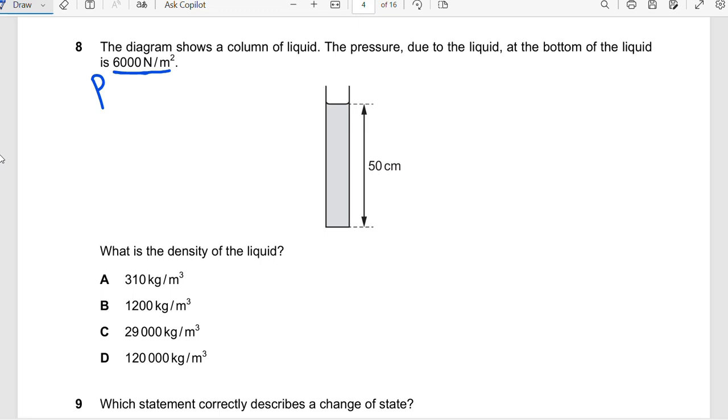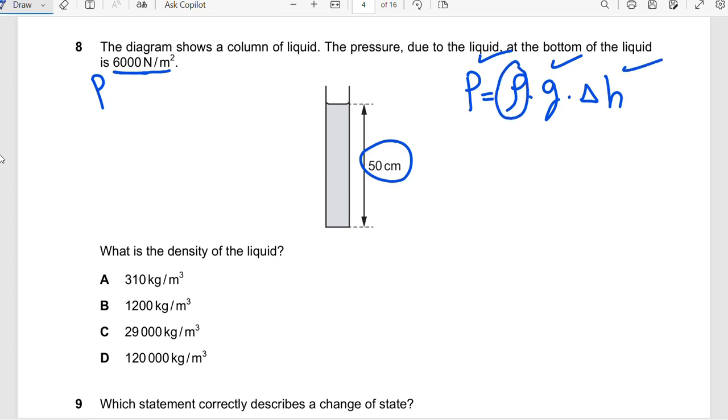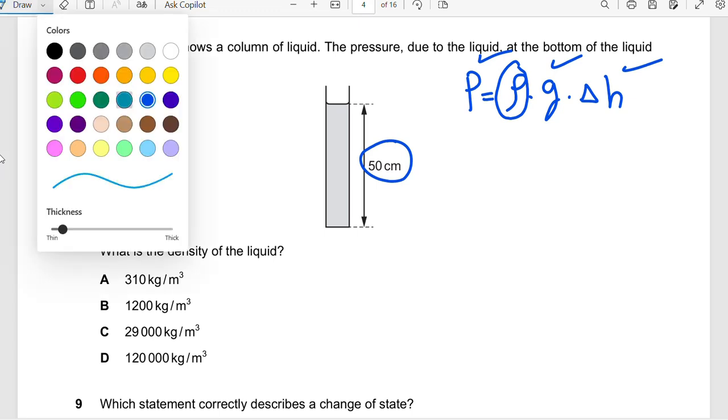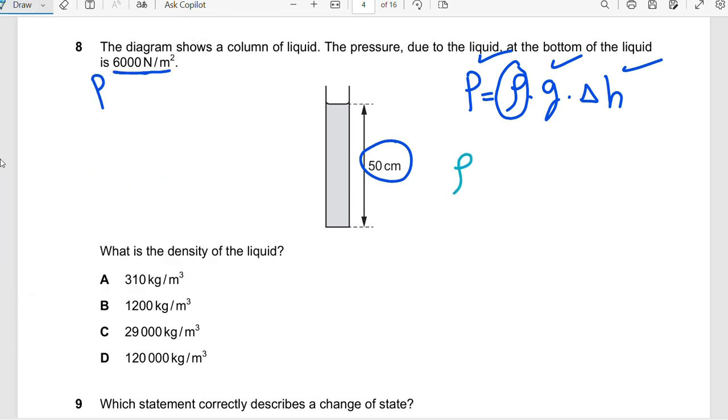Remember, we have a relationship between density, pressure, and the depth of the liquid. Pressure equals density multiplied by the gravity constant, which is 9.8, multiplied by the change of height. I have this, I have this, and I need the density, right? So density rho equals pressure over gravity constant multiplied by change of height.